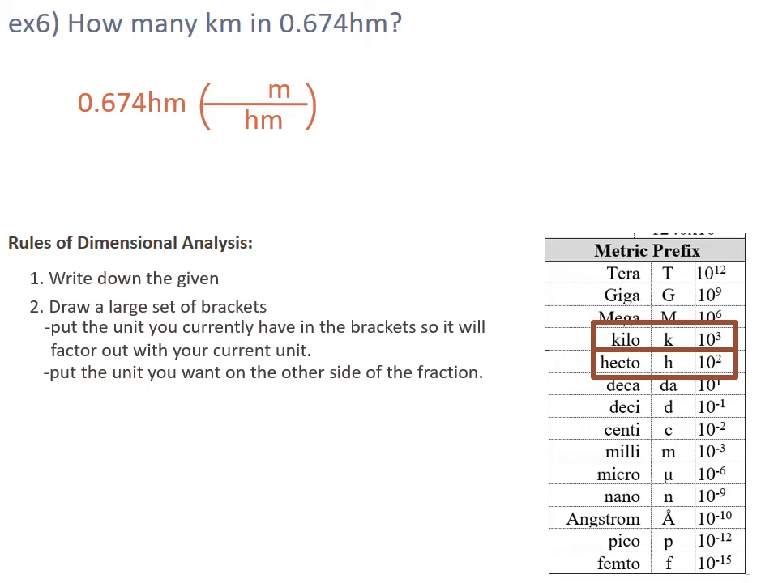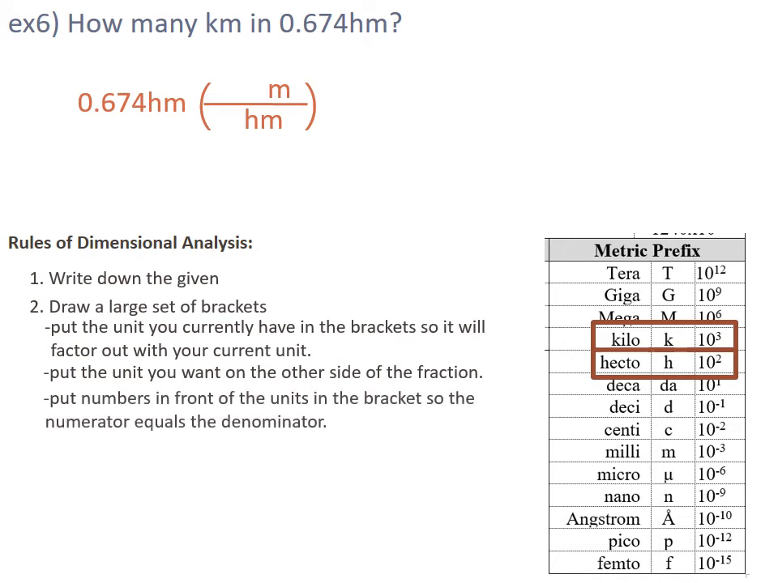So I'll put meters on top. I need numbers to make top equal to bottom. And according to the metric prefix, 1 hecto equals 10 to the 2. So I'll put 1 with hecto, and then 10 to the 2 with meters. Now top equals bottom. Hectometer and hectometer will factor out. I want to get rid of meters now, so I put it on the bottom. I'm going to switch that to kilometers.